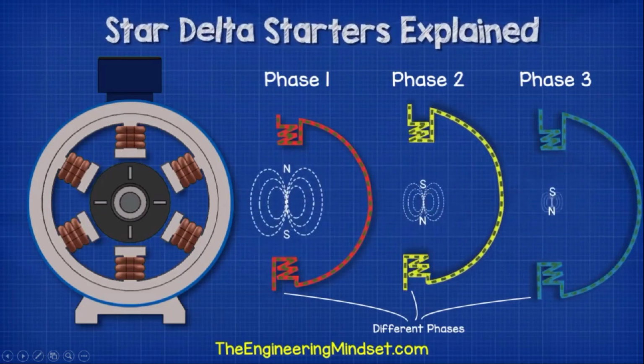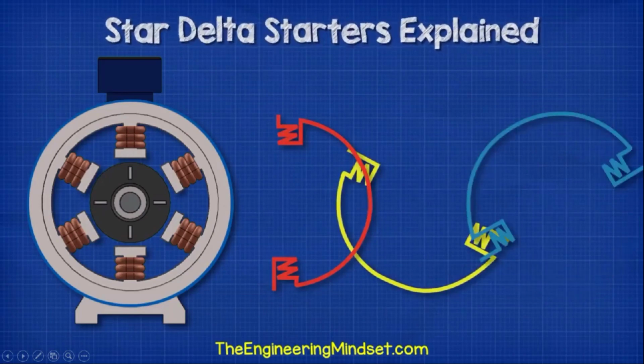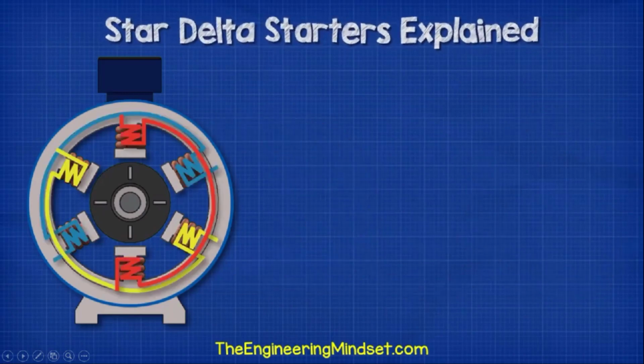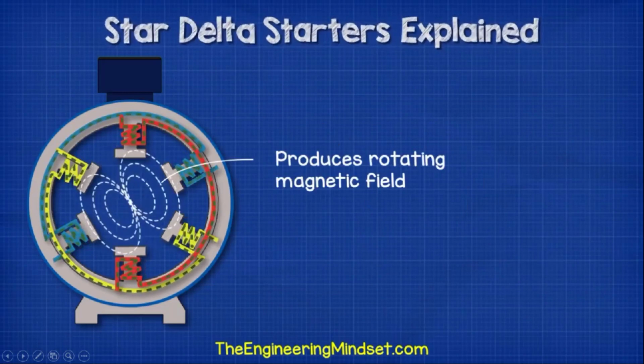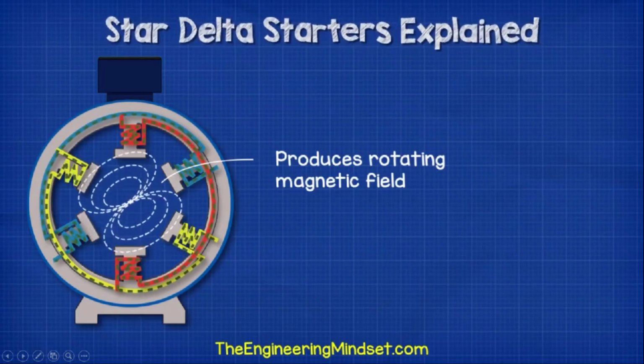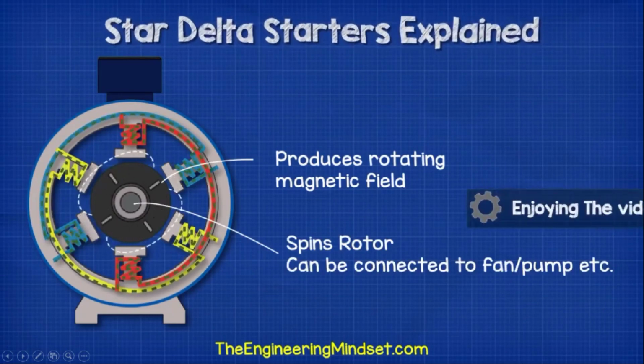phases. To distribute this magnetic field, we need to rotate the coils 120 degrees from the last phase and then combine these into the motor stator to produce the rotating magnetic field. This rotating magnetic field will cause the rotor, which sits inside the coils, to spin, and we can then use this to drive fans, pumps, etc.